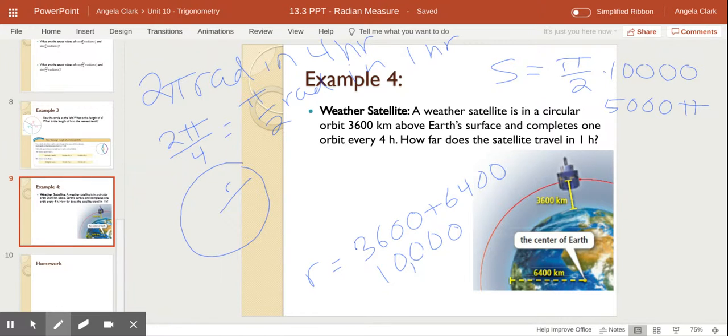Put that in a calculator. So that is 15,708. I'm going to round to the nearest kilometer. It didn't tell me what to round to, so 15,708 kilometers. Don't forget your units. Kilometers. So 15,708 kilometers in 1 hour.